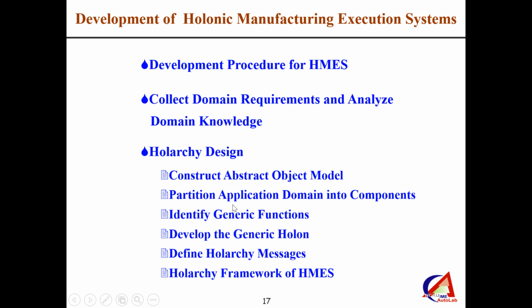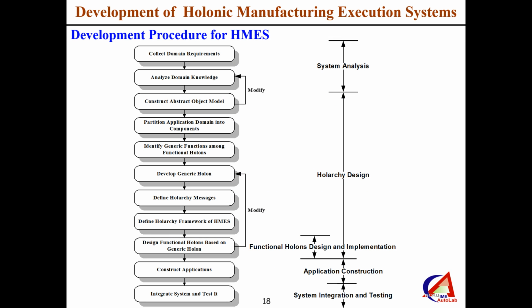And for this framework design, these are the major steps. The first one is how to construct an abstract object model, then partition the application, and then identify generic functions. Those are the real steps, one by one, and I will go through them one by one. This is a very important procedure, and you should know this one very well. So to begin with, you see here, this is the development procedure for a distributed object-oriented system. So this is really the one that I try to teach you now.